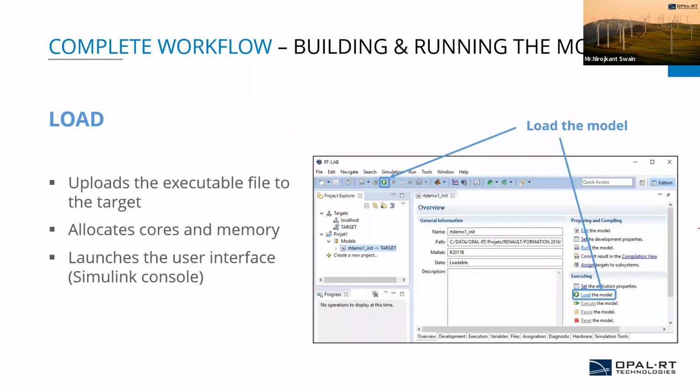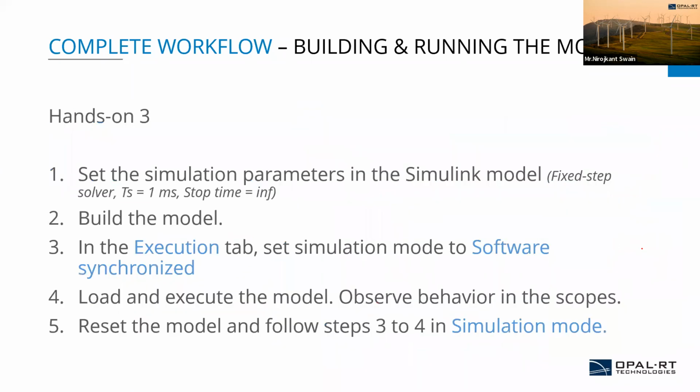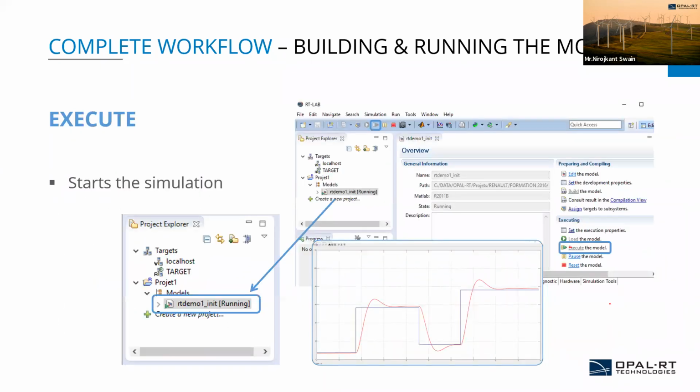Next, you need to load your model. Here is your load option. Whatever your model is converted from Simulink to C code, you need to load it in your real-time simulator. And third one is execute your model. Here you will execute your model, and after that you need to reset this model.